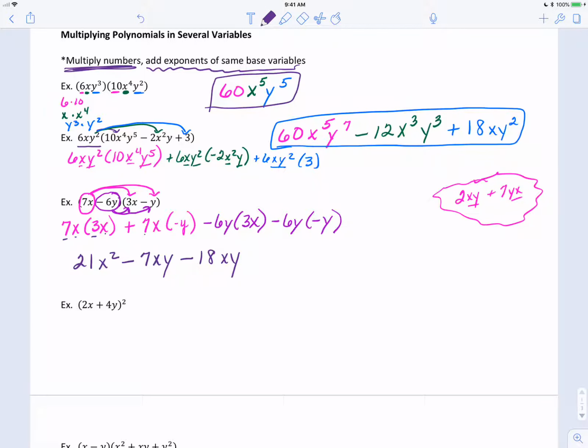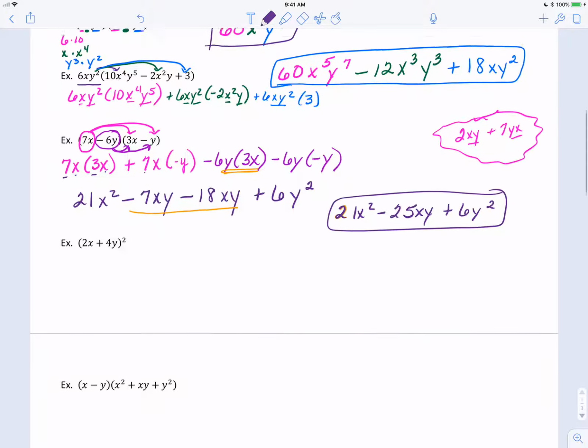So negative 6 times negative 1 makes positive 6, and y times y is y squared. And again, like I said, these are like terms. Even if you listed this one as a yx, that would be perfectly fine. But just know that in the end, those are like terms, so we will add that together. So we have negative 7 and a negative 18. That's going to give us 25. So our final answer there is 21x squared minus the 25xy's, once we join those terms together, plus 6y squareds.